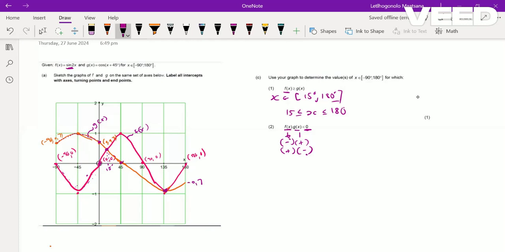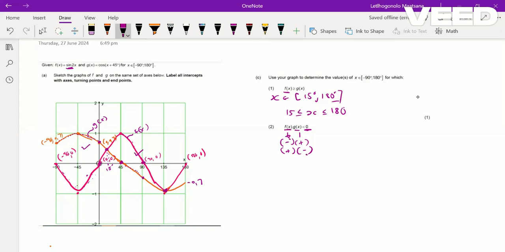Okay, if we look over here, up until this point over there, you will see that my cos graph is negative and my sine graph is positive. They have two different signs, therefore they will give me a negative. So it's that region over there and this region over there.